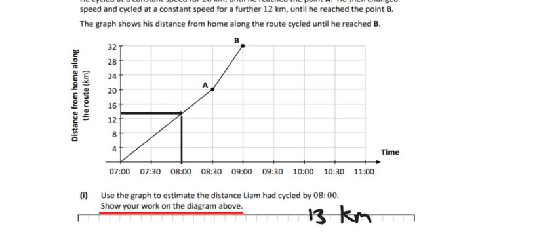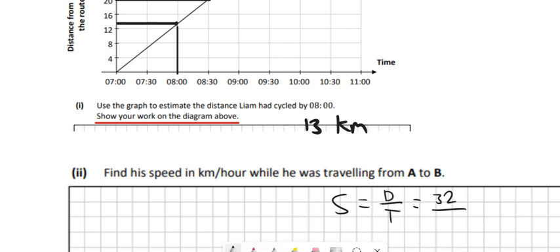So he's obviously started at 7 o'clock and he's gotten there at 9 o'clock. Oh, sorry, I'm looking at the wrong one. Yeah, sorry, it's A to B, isn't it? So it's just from there up. So it's from 20 up to 32 is the distance. So it's just 12.